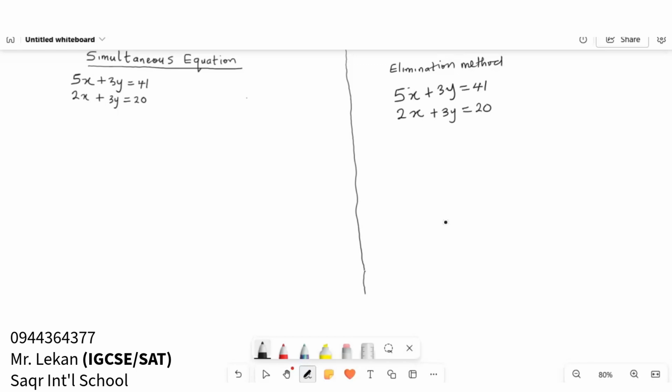Let's go to the next one. Here I have positive 3 as coefficient of y and also positive 3 as coefficient of y. So in this case, I can cancel 3 and 3 here. But how can I cancel 3 and 3? It is by subtraction.